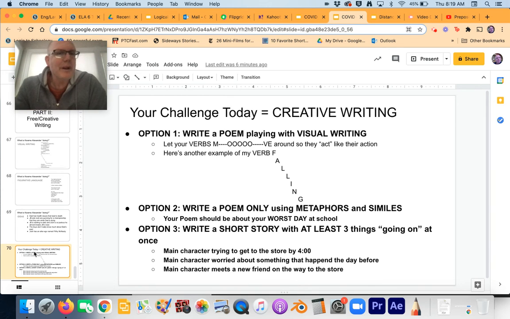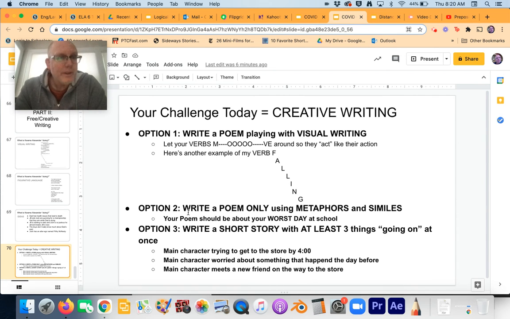Option one, I want you to try to write a poem playing with visual writing, right? Let your verbs move around so they act like their action. Here's another example of my verb falling. Your poem can be about anything. I would suggest it's about something actiony, like playing a game, running around at recess, anything that allows you to take words and show them doing things. Like, look at that, move, right? It means it's moving somewhere. Falling looks like it's falling. That's the kind of thing I want you to play with.